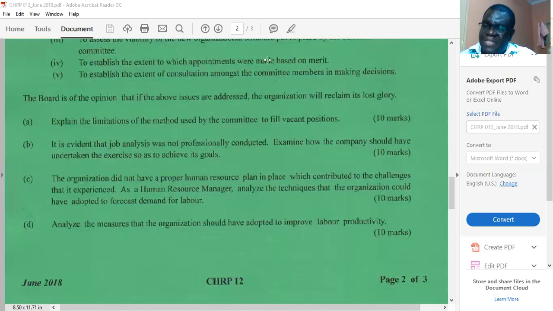So when you do that, you will carry out the job analysis in a professional manner, as opposed to what this committee did for the organization.